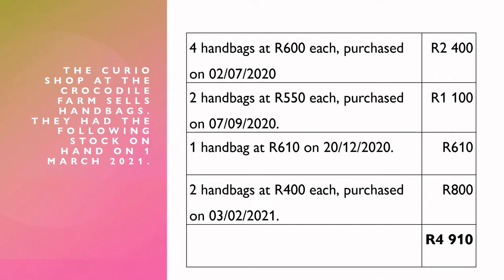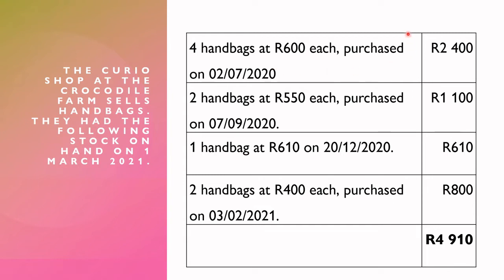This exercise is as follows. The curio shop at the crocodile farm sells handbags. They had the following stock on hand on the 1st of March 2021. Here we see the table. This table tells us how many items were purchased on which date at what price. So here we can see that we have 4 handbags that were bought for 600 Rand each, which gives us a total of 2,400 Rand, and this was purchased by the business on the 2nd of the 7th month 2020.